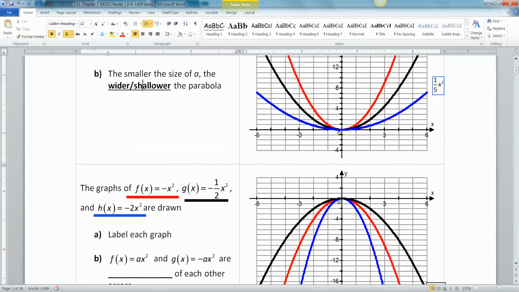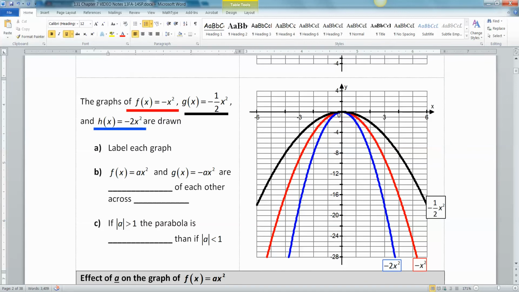All right, now what if I make them negative? Again, the negative x squared is the red one right there. And then negative a half x squared is that black one right there. And then negative 2x squared is the blue one.